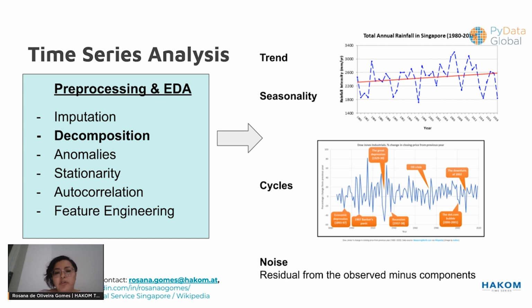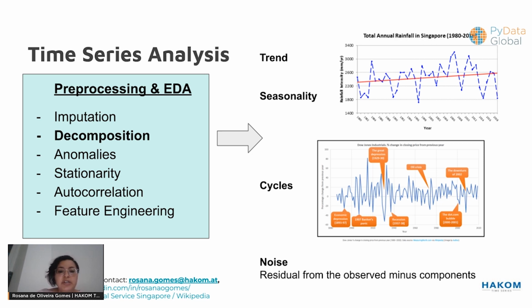This is very common in economics, for example. There are cycles in which you have some behavior that repeats itself, but not necessarily in the same interval of time. So it doesn't necessarily have the same frequency. And this can be related, for example, to different social aspects.